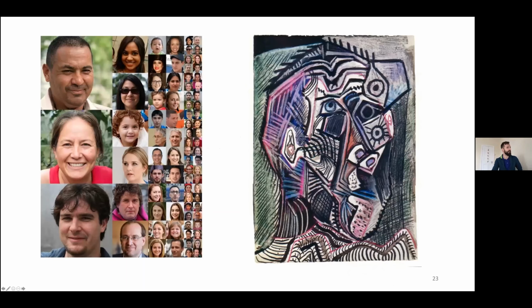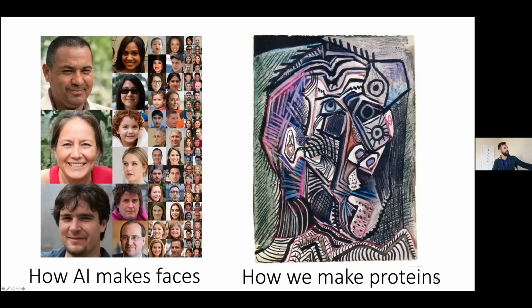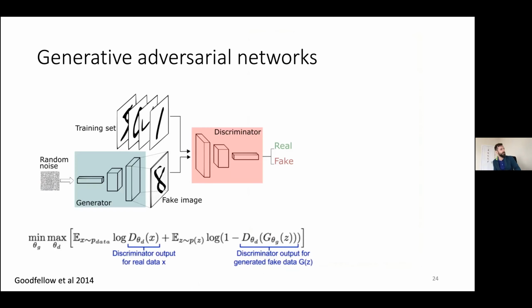I guess you've seen these two figures. The picture on the left is a random sample from a face distribution. All those people don't exist, and this is how AI makes faces currently. And this is more or less how we design proteins. Of course, this is a beautiful picture, don't get me wrong, it's a Picasso, but you can see that the cell probably sees that something is unnatural about it, and that makes its work difficult.